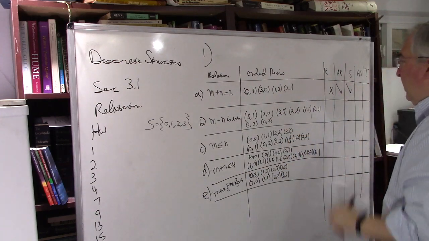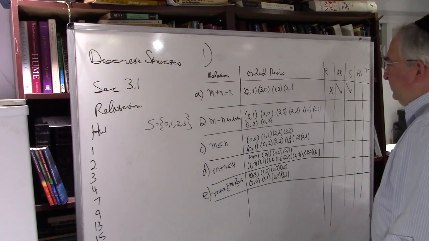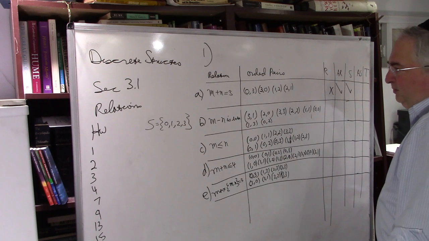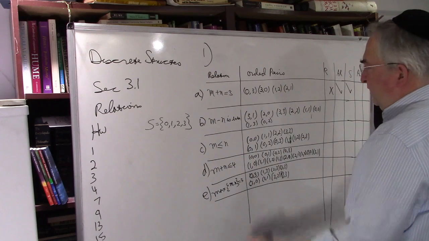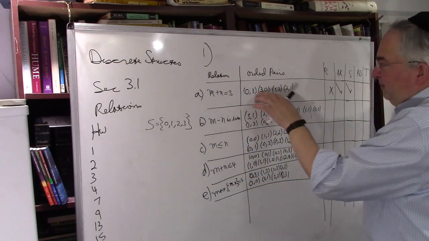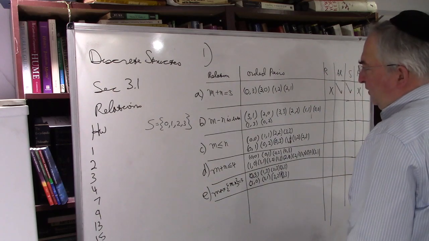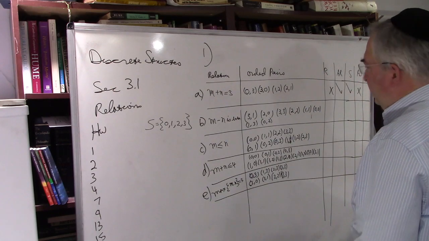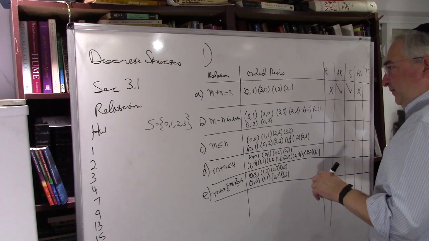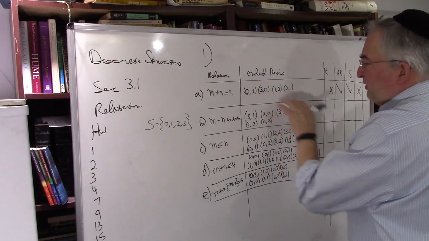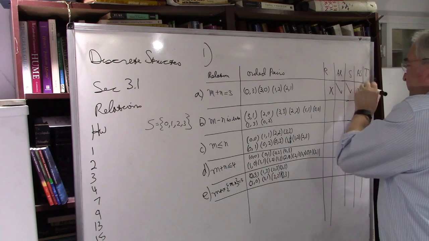Is it anti-symmetric? Which means if (0,3) is in there and (3,0) is in there, that would mean 0 is equal to 3, and that's not true, so the answer is no. Is it transitive? I think the answer is yes, because, oh no, it's not. If (0,3) is in there and (3,0) is in there, that would mean (0,0) has to be in there, but it's not, so it's not transitive.